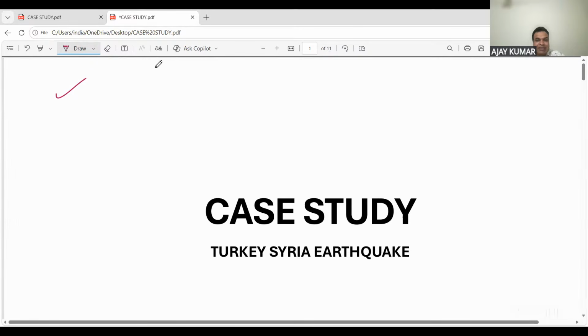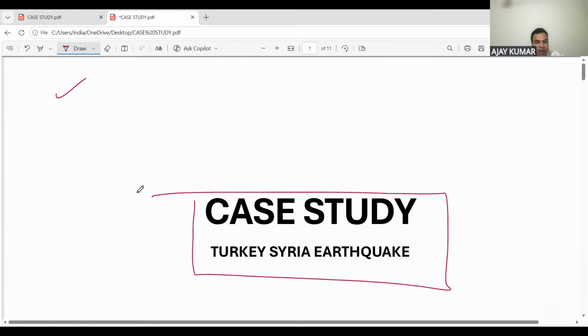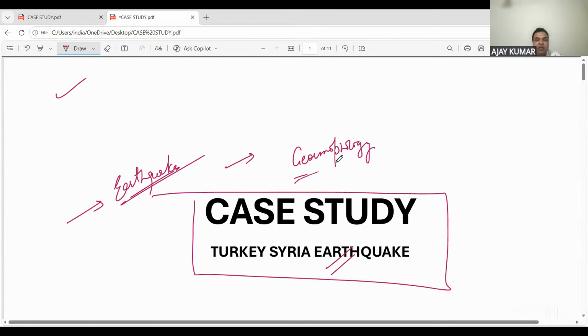Okay, so let's start. Today's topic of our case study is the Turkey-Syria earthquake. This particular case study, as the name suggests, is about earthquakes, so it can be used in themes where earthquakes have been asked. Especially when I'm talking about earthquakes, that falls in geomorphology. So you all know, currently geomorphology is going on.